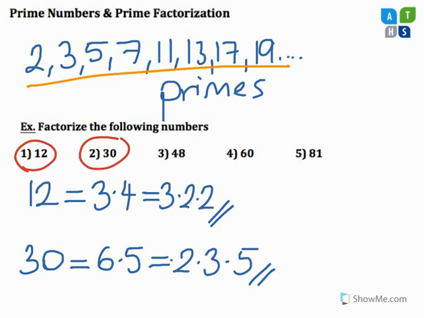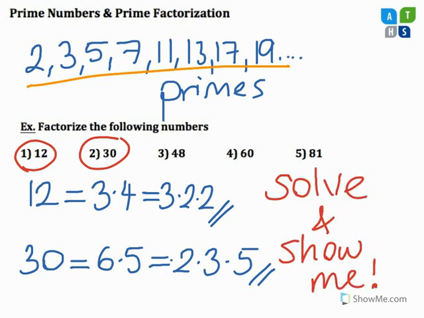We use prime factorization in finding the greatest common factor and taking out common factors in parentheses, which we are going to see in the next chapter. So please now factorize the other numbers and show me your factorization.